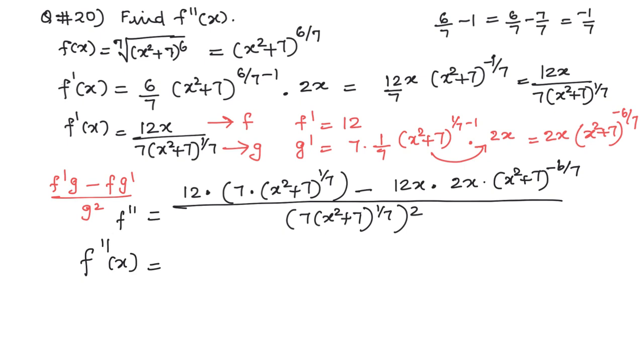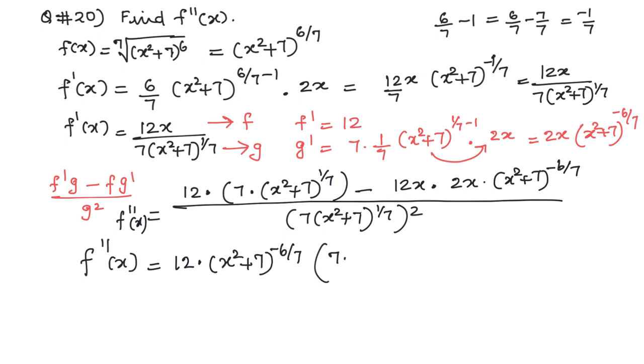Okay, now we need to simplify this. So if I compare this term with this, 12 is a common factor and both have this factor x square plus 7. Take the one with the lowest exponent, so I can take this factor out. So 12 times x square plus 7 power negative 6 over 7. So that is the GCF.